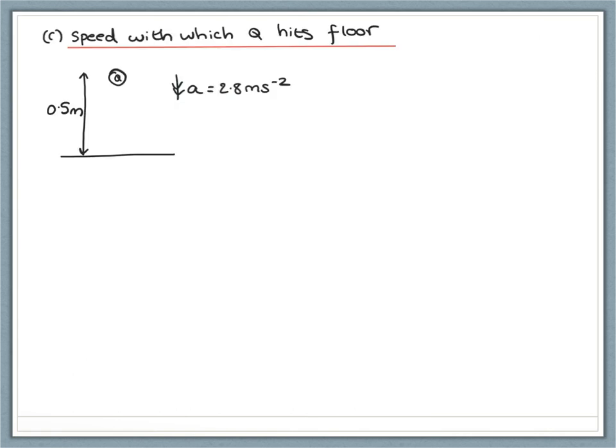So part C, we have to calculate the speed with which Q hits the floor. Here's a quick diagram that shows us the information that we have. We're not including all the forces on this for the moment because we're focusing on the kinematics of the situation. Q has to travel a distance of 0.5 meters from the ground. It has an acceleration which we've just calculated as 2.8 meters per second squared. Remember all our modelling assumptions.